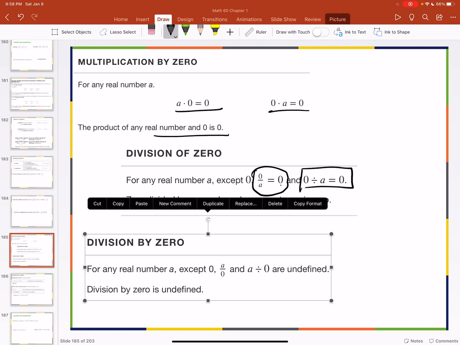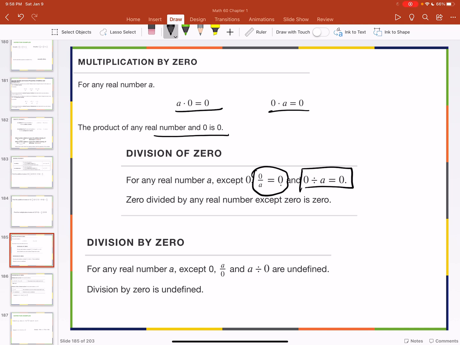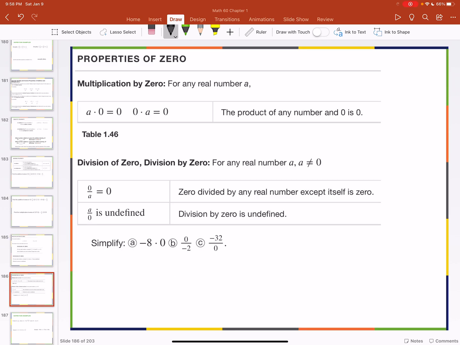But that's division of 0. Division by 0 means you can't divide a number by 0. If you divide a number by 0, that's actually undefined. So any number divided by 0 is undefined. And if we're dividing into 0, or dividing 0, that's 0. Okay, so let's look at that again. This is just the same thing we just said. 0 divided by anything is 0, but anything divided by 0 is undefined.